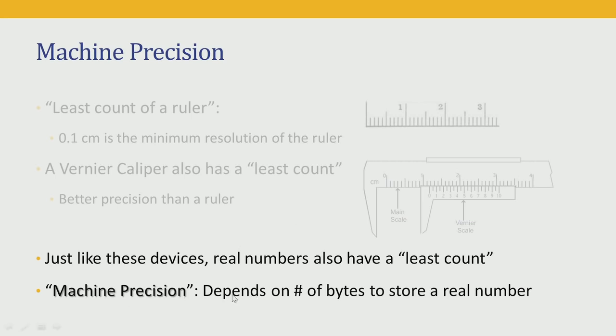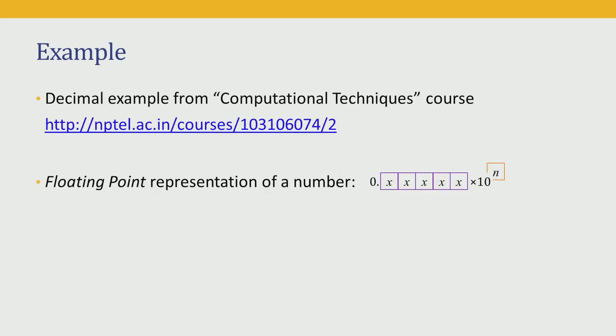And that least count is dependent on the number of bytes that we use in order to store a real number. So, for example, a standard real number uses 4 bytes, which is basically 32 bits. So, that particular real number has a certain precision. A double precision real number, which uses 8 bytes or 64 bits, has a better machine precision. And that representation is based on what is known as the floating point representation of a number.